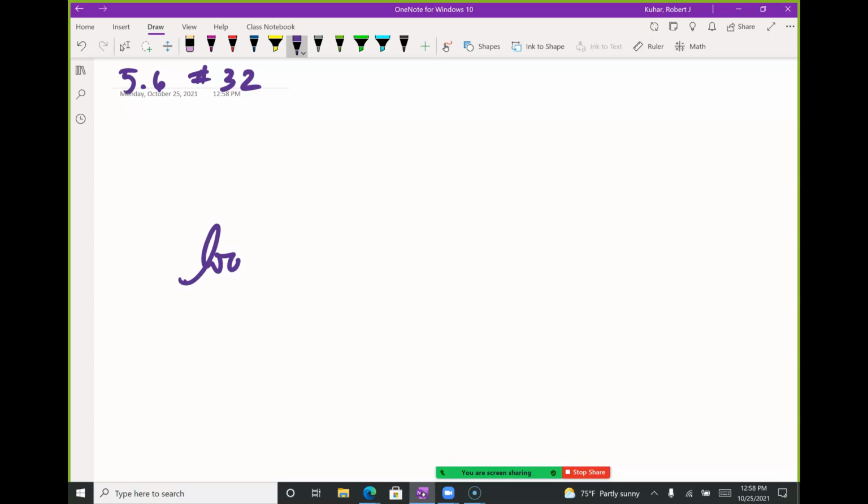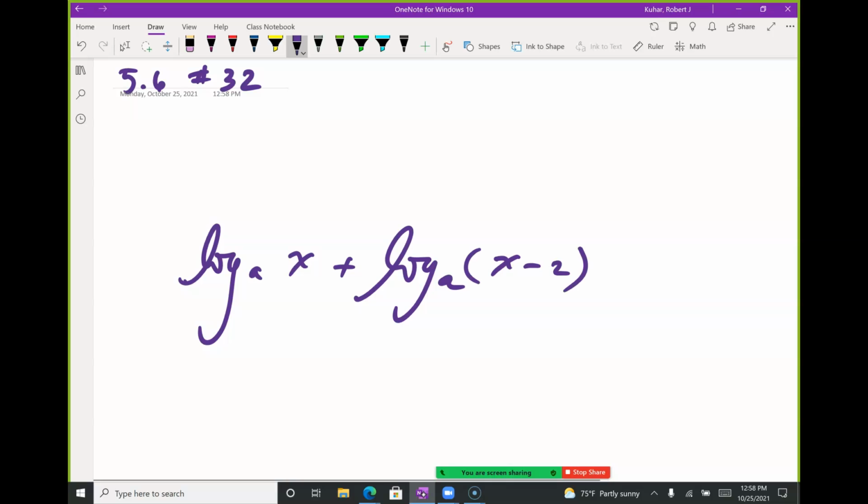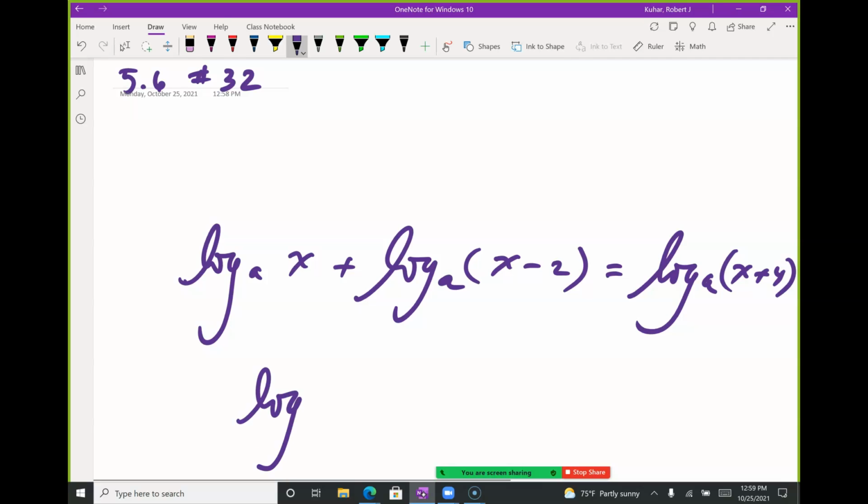So I've got log base a of x plus log base a of x minus 2 equals log base a of x plus 4. Well, the only thing I really see is the left-hand side. I'm adding two log functions, so I can write that as one log function as a product, right? So I get log base a of x times x minus 2 equals log base a of x plus 4.